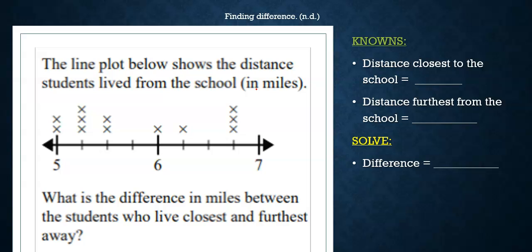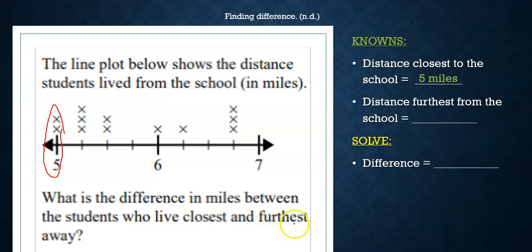So this one says, the line plot shows the distance students live from the school in miles. What is the difference in miles between the students who live closest and furthest away? So difference keys me to subtraction. What's the closest mileage that I have? It's going to be 5. So over here on my knowns, I'm going to put 5 miles is the distance closest to the school.